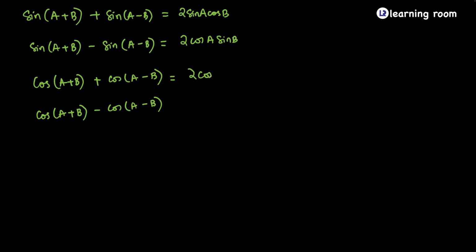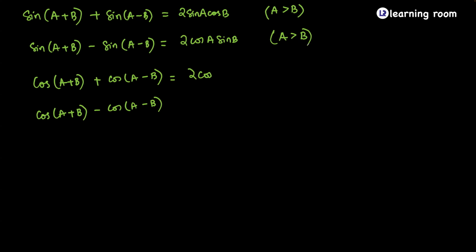So listen, I'm saying there are four identities: sine of a plus b plus sine of a minus b, sine of a plus b minus sine of a minus b, cos of a plus b plus cos of a minus b, and cos a plus b minus cos a minus b. So sine a plus b plus sine a minus b is 2 times sine a cos b, and the point to be remembered here is a is greater than b. Okay. Similarly, sine of a plus b minus sine of a minus b is 2 cos a sine b. Here also a is greater than b. Listen to this carefully. Is the point clear?